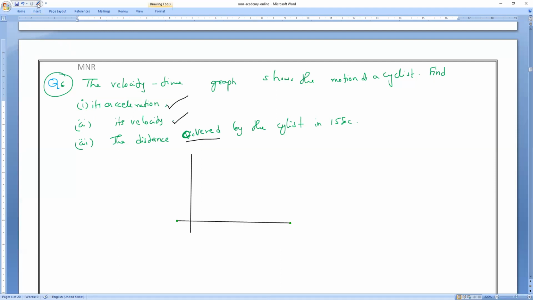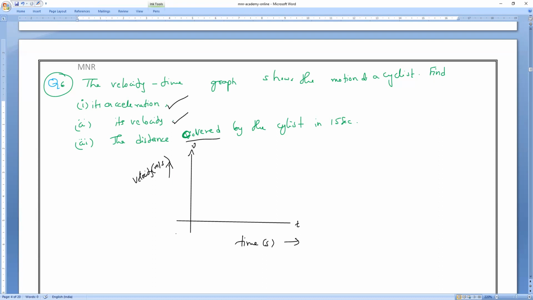As we know, in a velocity time graph, velocity comes on one axis and time on the other. This is the Y-axis, velocity. This is the time axis T, and this is the velocity axis V. Velocity will be measured in meter per second. Clear? So meter per second.